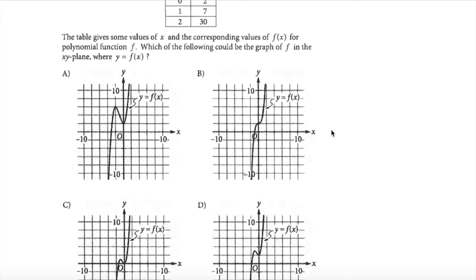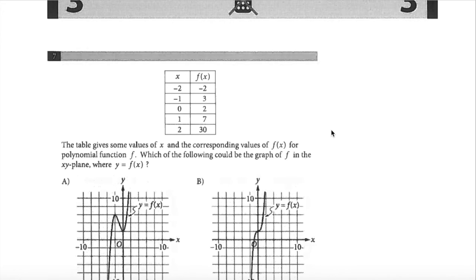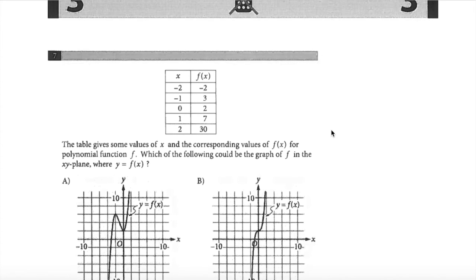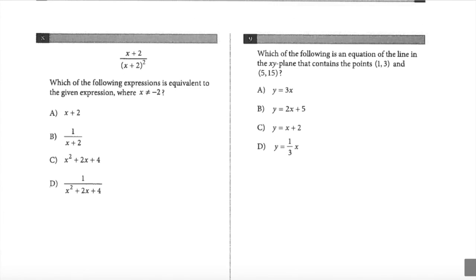All right. Okay, let's keep going. All right, question number 8. Which of the following expressions is equivalent to the given expression where x is not equal to negative 2? So we're given this, right? So the easiest way to solve this is canceling, right? So you can cancel the top and you can cancel one of the factors on the bottom. So you'll be left with 1 over x plus 2. Because you're canceling off this and this one each from the top and bottom, which leaves you with B.